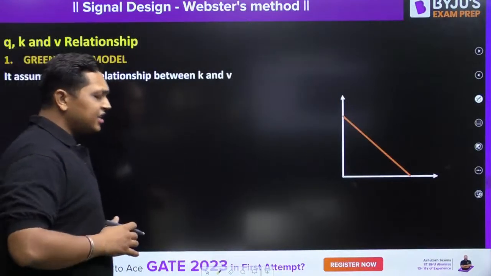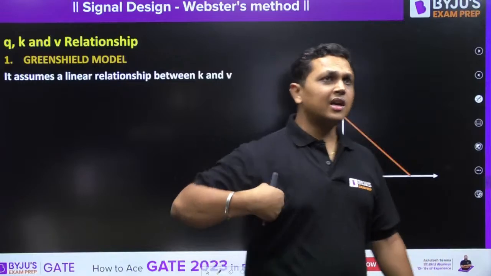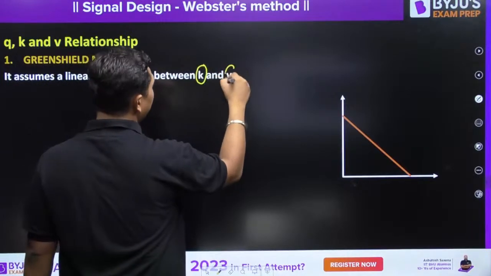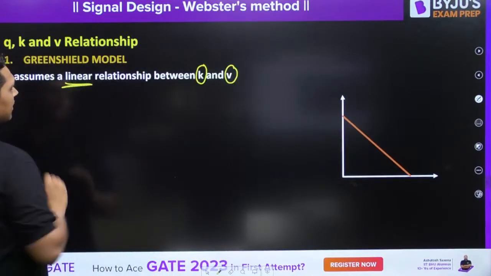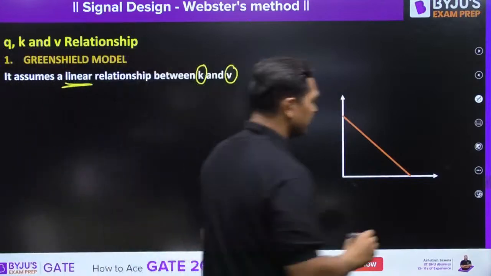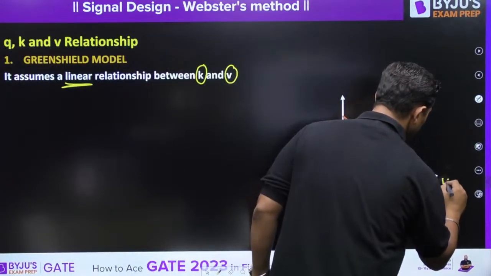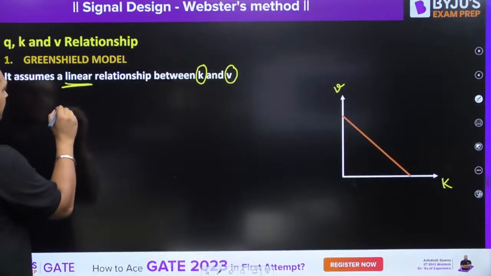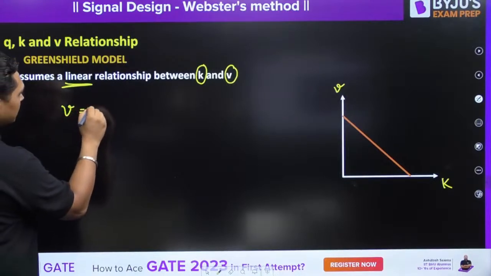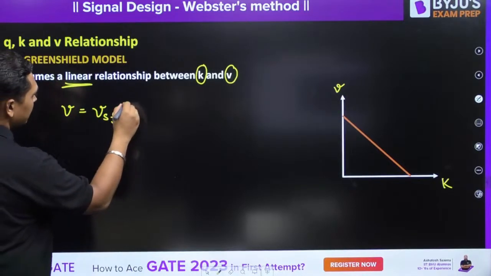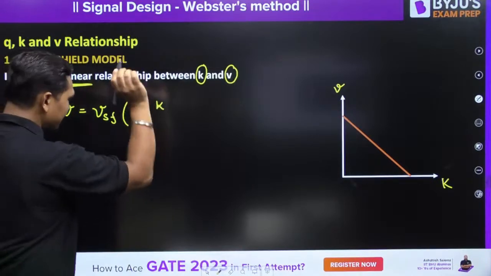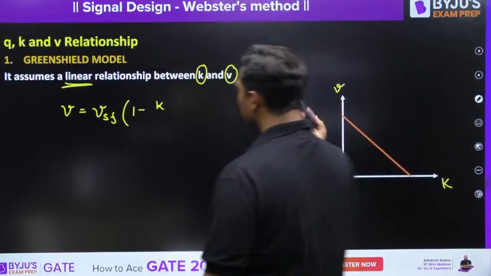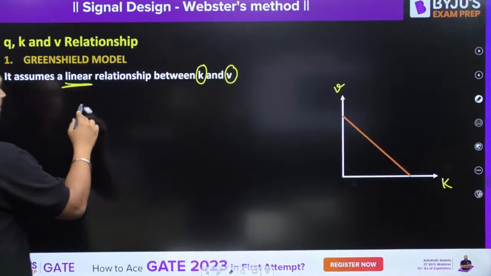Now, the first is your Greenshields model. In the Greenshields model, the relationship between speed and density is assumed to be linear. As shown over here, your density and speed relationship is linear. And this relationship is V is equal to Vsf (1 minus K upon Kj), or let us derive this, okay? Because we are here to understand from the basics, right? Let us understand this from the basics only.